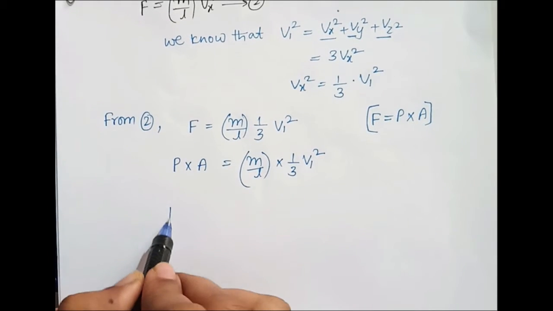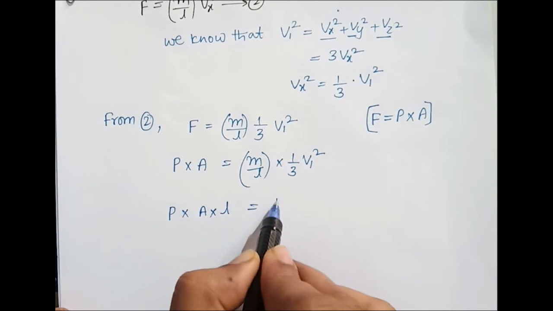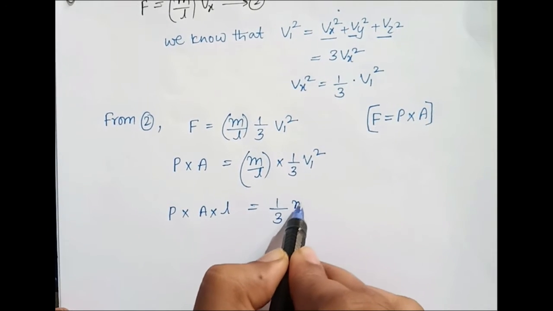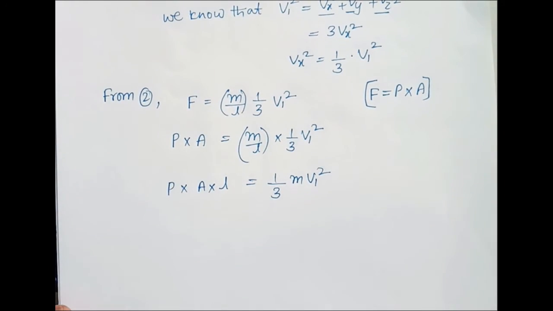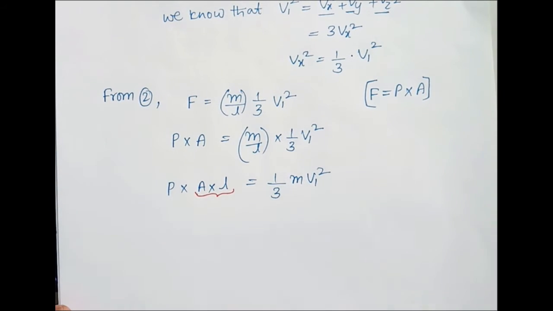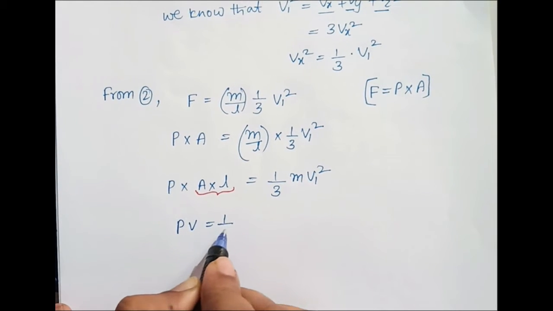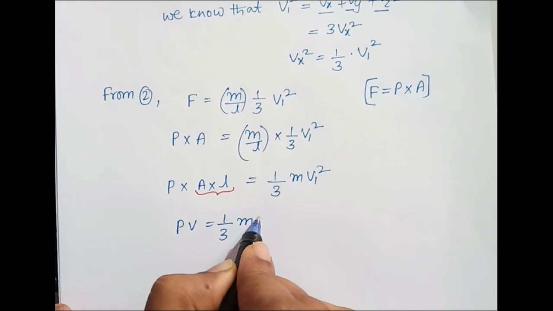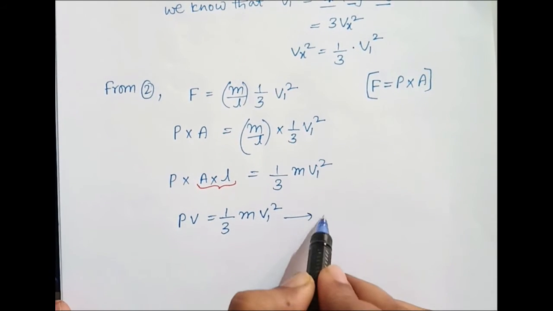So the length you can bring to this side. So pressure into area into length is equal to 1 by 3 m v1 square. Area into length becomes what? Volume. So PV is equal to 1/3 m v1 square. Now this is equation number 3.